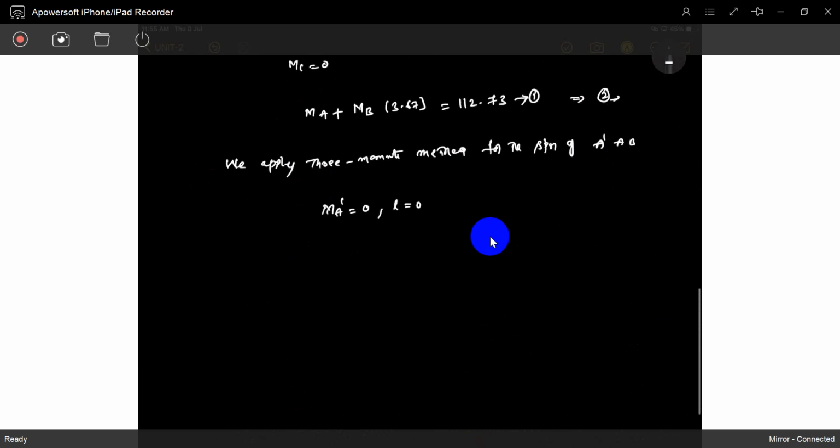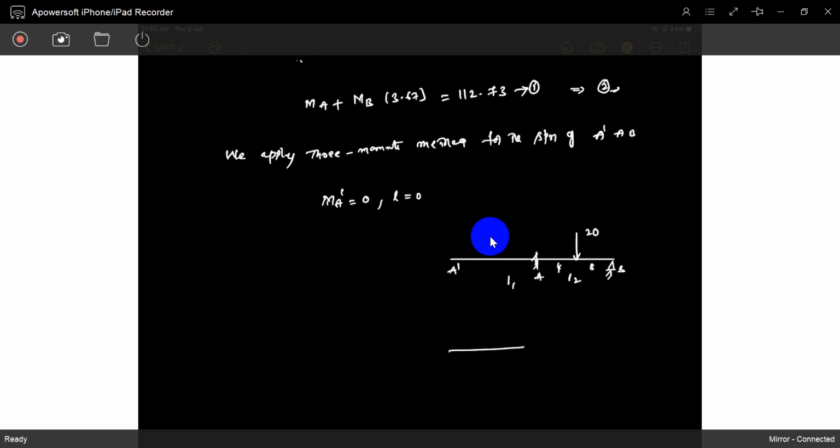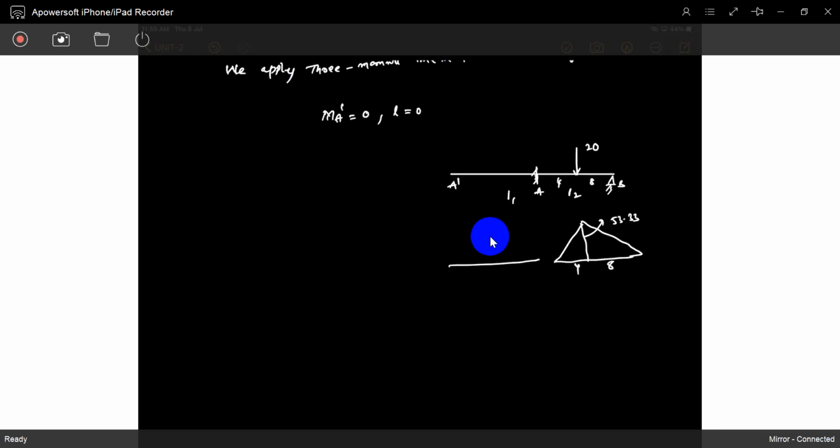So I will write like this. This is a span, this is A dash A and B. It is a loading. So this is L1, this is L2. This is 4, this is 8. So what are the bending moments? Write down. For the first span it is 0. The second span we already know: this is 53.3. This is 4, this is 8. Everything is known. So apply the three moments method for this span.